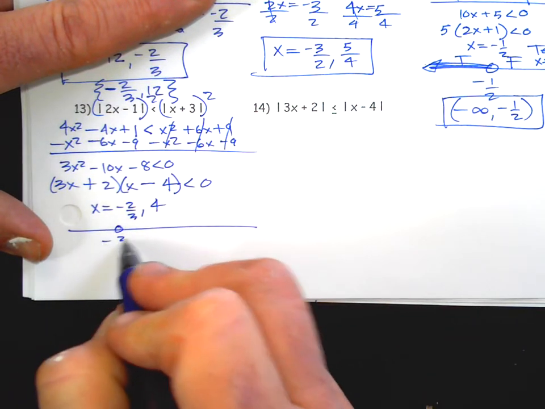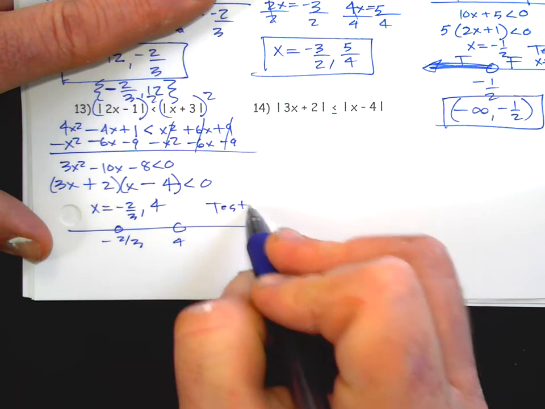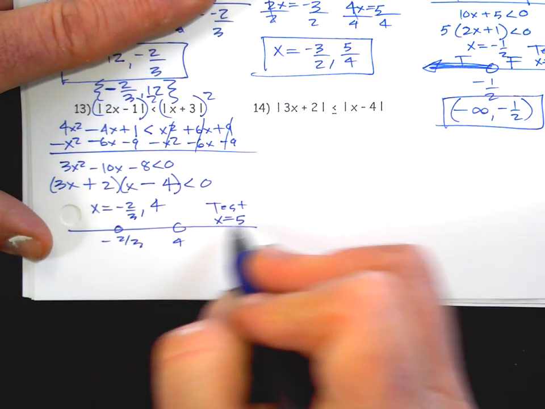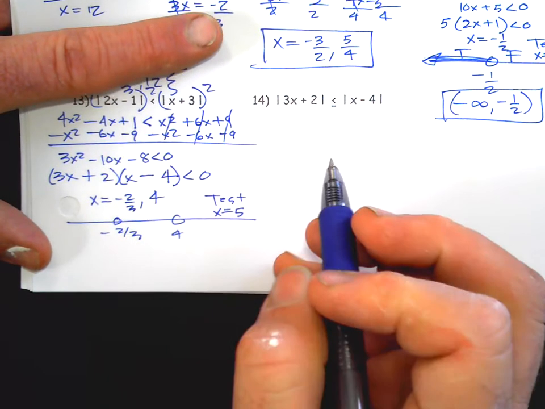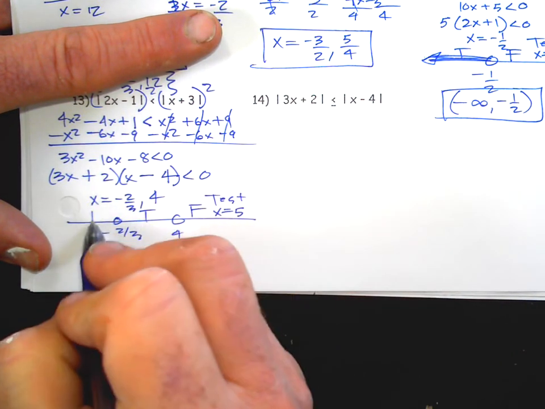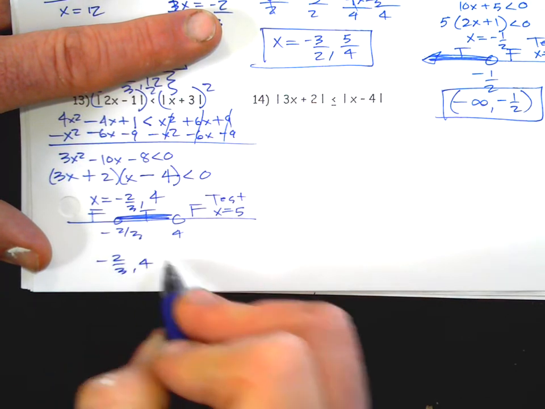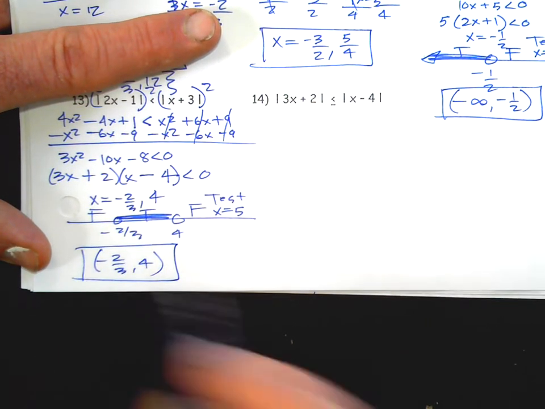These are open dots. Left to right, smallest to greatest, test a value, write down what you're going to test. I need to see this written down to give you credit on your test and stuff. So if you put 5 in, it's all positive, which is false, true, false: negative 2/3 to 4. So this is by far the fastest way to do these.